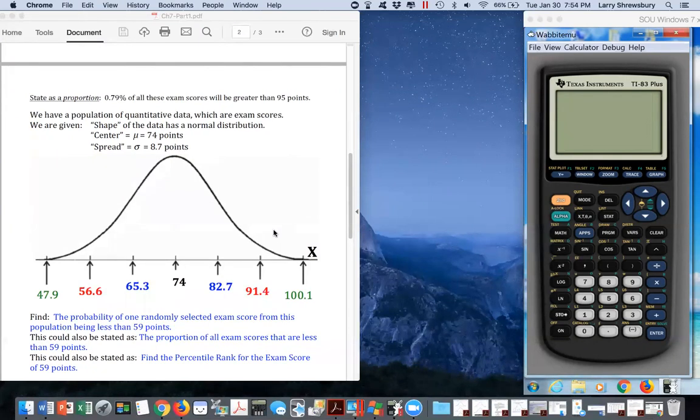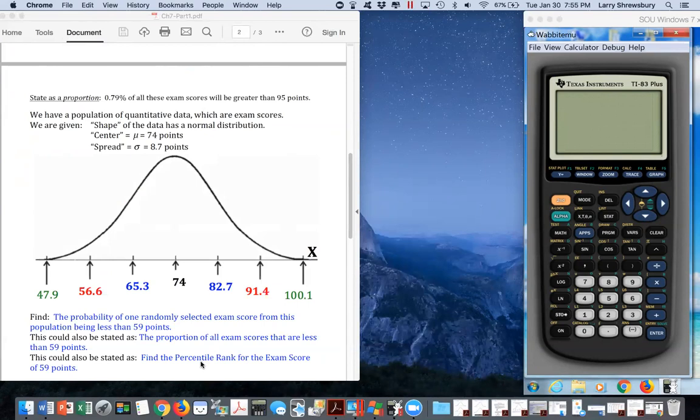Okay. And another way, now remember what a percentile is. The percentile tells you the percentage of the population that's below or less than that data value. Well, then we could also say the percentile rank for the exam score of 59 is the proportion of all exam scores that are less than 59 points. So you got 2 ways to say the same thing. This percentile question was on your exam, so hopefully you've learned it already. If not, you're going to have to learn it because you're going to be seeing it a lot here.